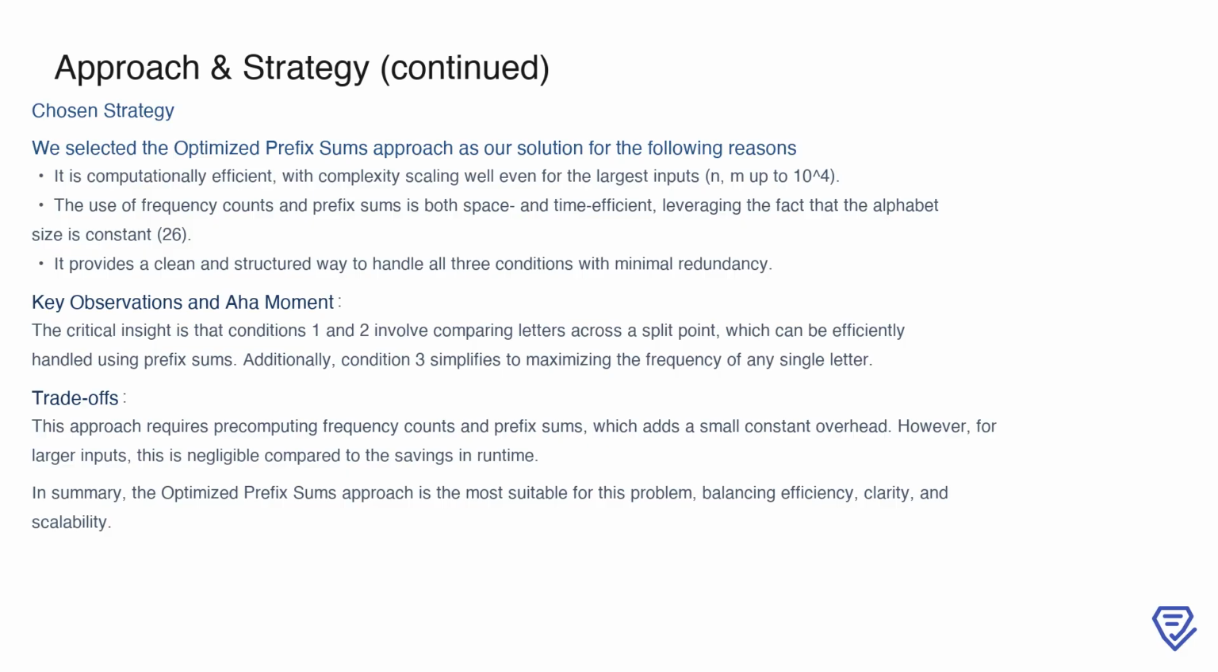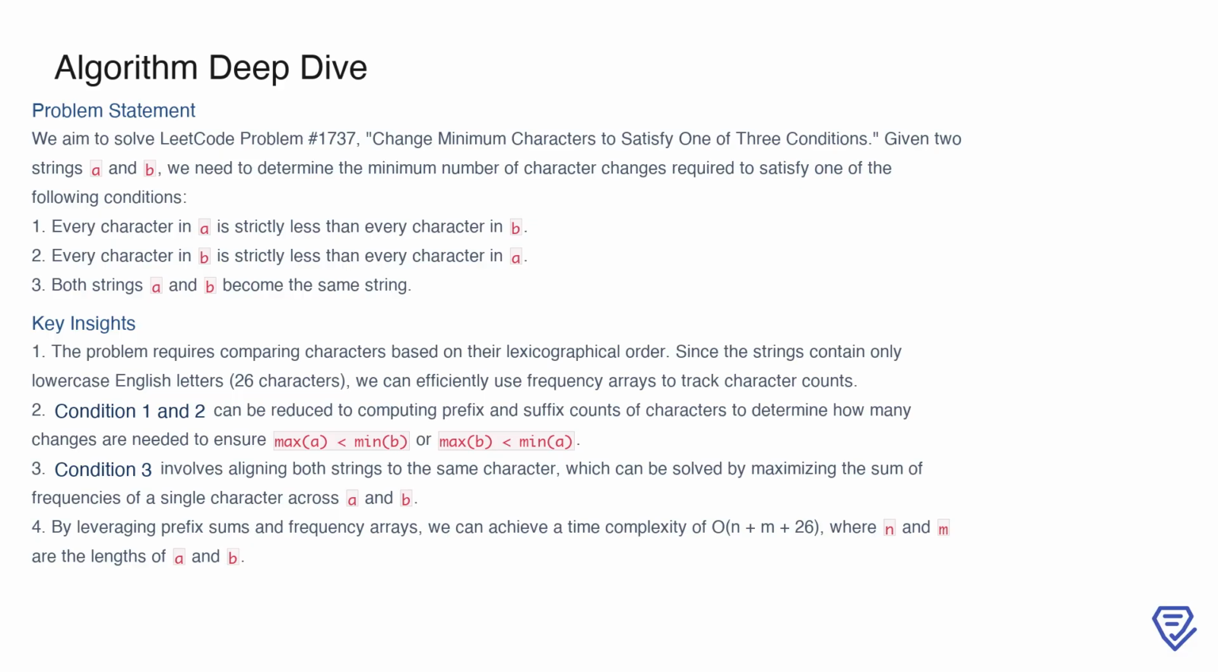problem. In this problem, we are tasked with determining the minimum number of character changes required to make two strings, A and B, satisfy one of three conditions. These conditions are, first, all characters in A must be strictly smaller than all characters in B, second, all characters in B must be strictly smaller than all characters in A, or third, the two strings must become identical.